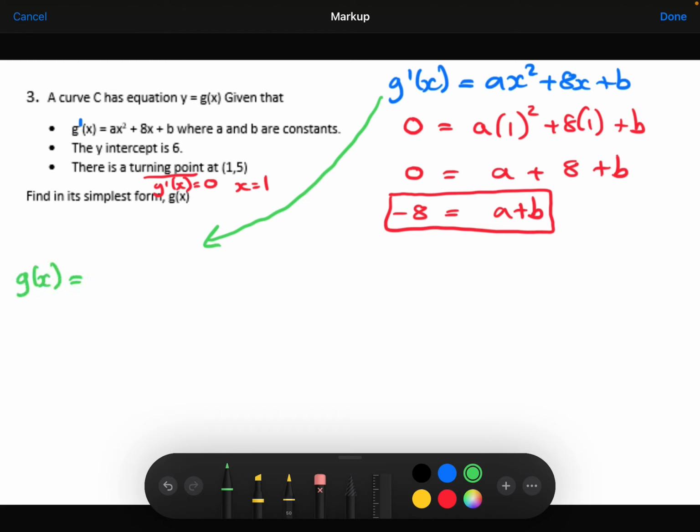If I integrate the ax squared, I'm going to get 1/3 ax cubed. If I integrate the 8x, I'm going to get 4x squared. If I integrate the b, I'm going to get bx. And I need my constant of integration, c. I have been told in the question that the y-intercept is 6. So I know that c is 6.